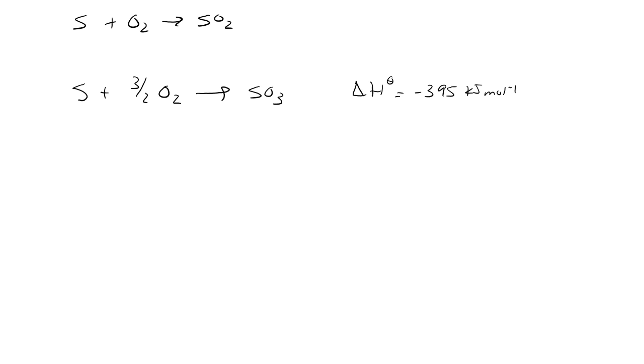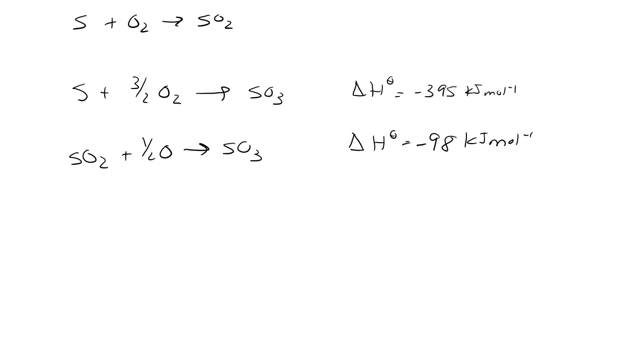All right, then we're going to run another reaction. Sulfur dioxide reacts with 1/2 oxygen to make sulfur trioxide. This is going to have a delta H of negative 98 kilojoules per mole. All right, so we need to make the correct Hess's law, the correct energy cycle.